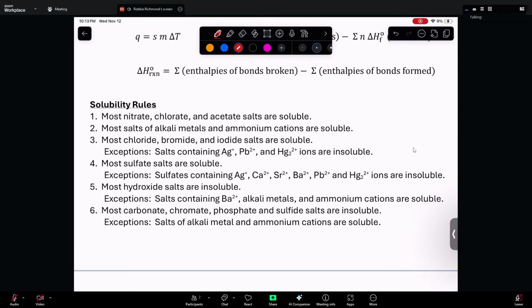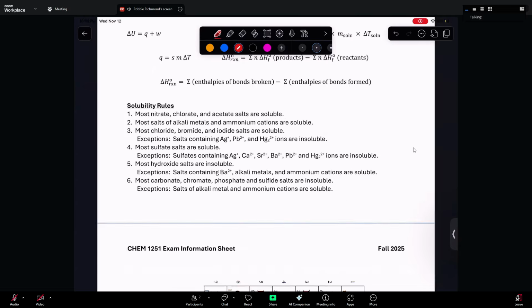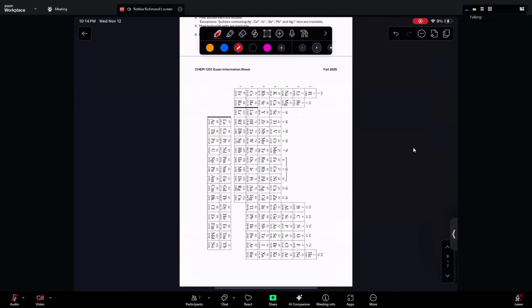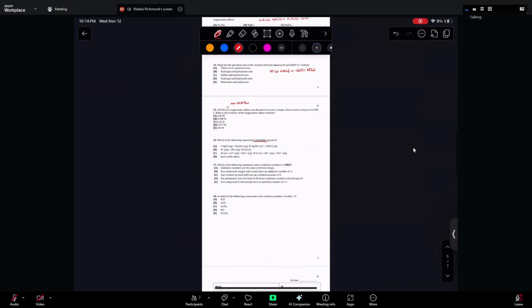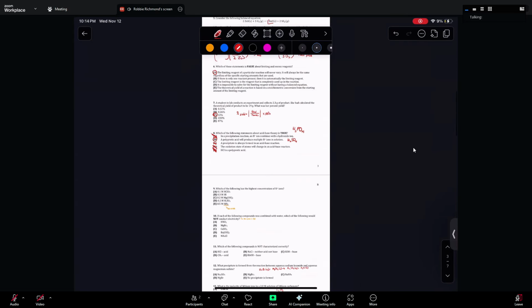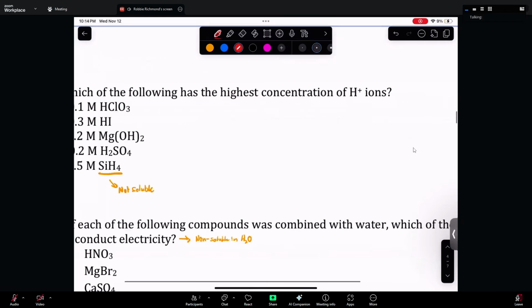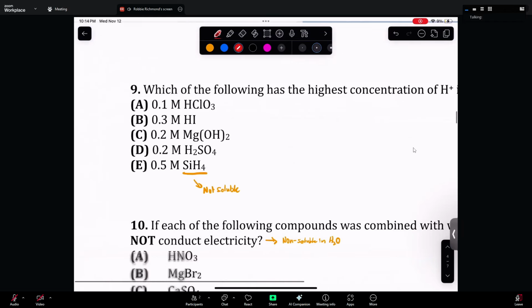most salts, salt. Oh, this is not even an ionic compound. These are two nonmetals with each other, so that would definitely not be soluble. That is a molecular compound, so this would not even generate any protons.